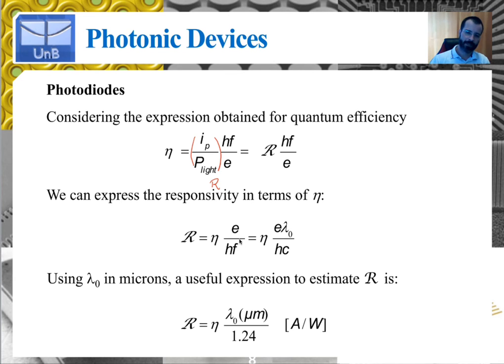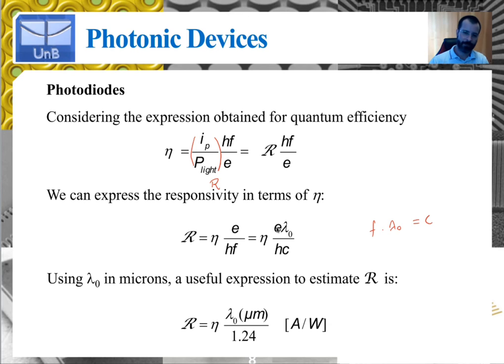We can also express this, instead of as a function of frequency, using the fact that f times lambda naught is equal to c, and express this in terms of the wavelength rather than the frequency of the light beam. This will give us eta times e multiplied by lambda naught, which is just the wavelength in free space, the wavelength of the optical electromagnetic radiation impinging on the device which we want to detect the power of, divided by Planck's constant multiplied by the speed of light in vacuum.